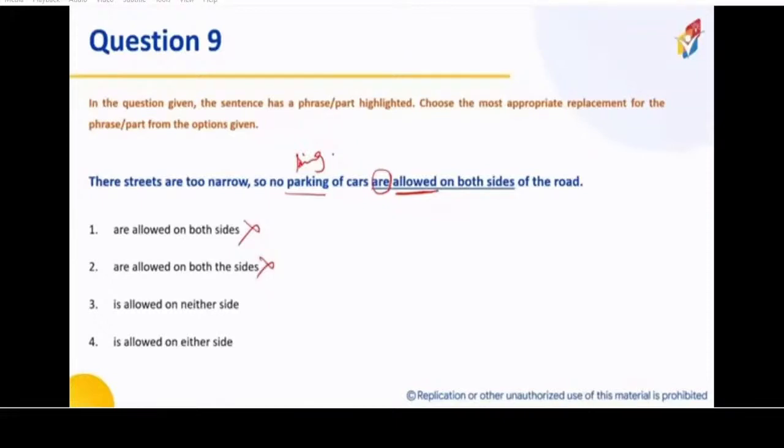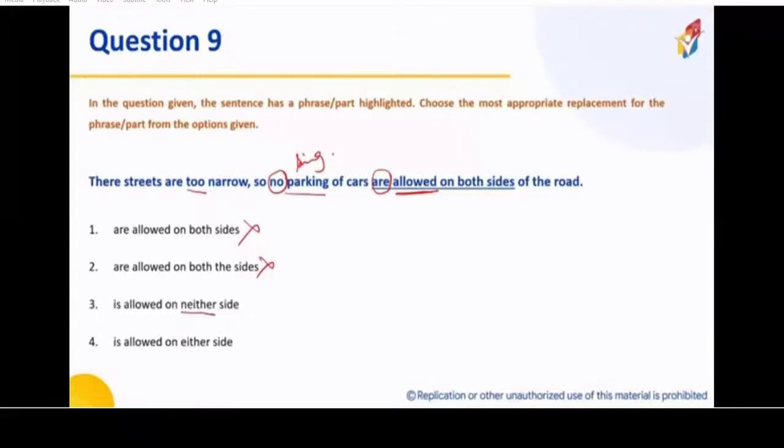Is allowed on neither side, is allowed on either side. You already have a no here. So the streets are too narrow, they're pretty narrow, very narrow, excessively narrow. This word too tells you that they're excessively narrow, to an unwanted degree narrow. So, as a result of which, no parking of cars is allowed on either side of the road. You cannot say neither, because neither makes it double negative.